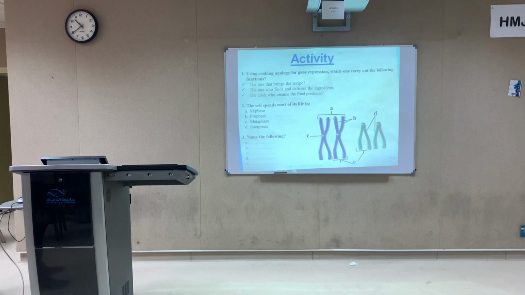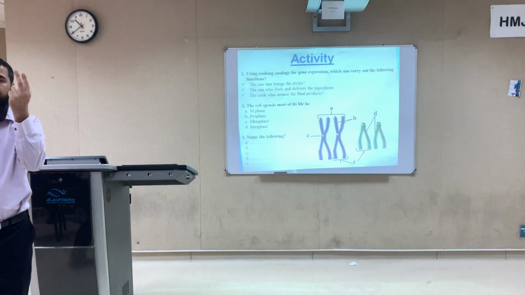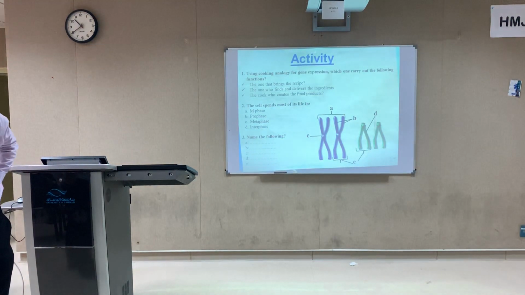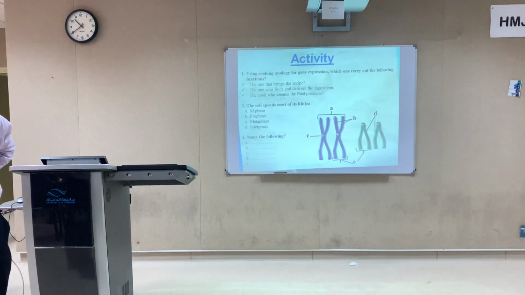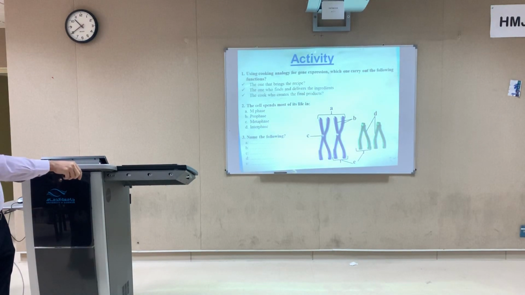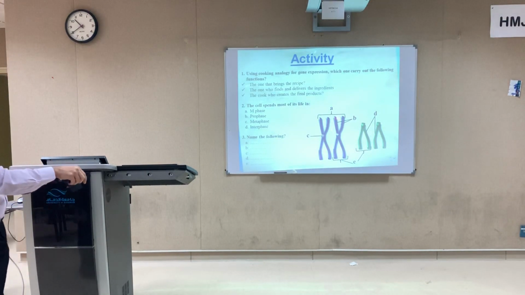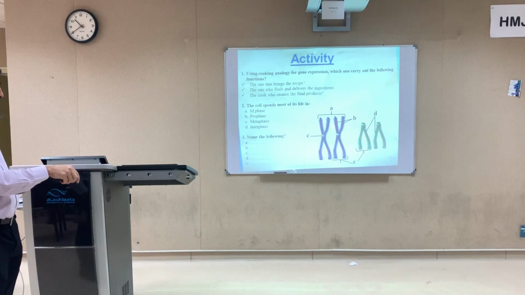Remember, when the chromosome is duplicated, the duplicated chromosome has two sister chromatids. When they separate, we don't call them sister chromatids, they become individual chromosomes. So we see chromatids only if they are together, replicated. Sister chromatids.